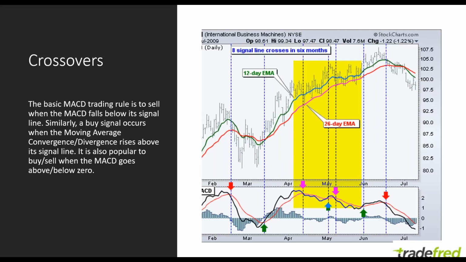So the first basic part of MACD that we use is the crossover. The crossover generates buy and sell signals. So the basic MACD trading rule is to sell when the MACD line falls below its signal line. Similarly, a buy signal occurs when the MACD rises above its signal line. So when MACD rises above its signal line, what happens? It rises above zero. When MACD falls below its signal line, it hits zero and then falls below.